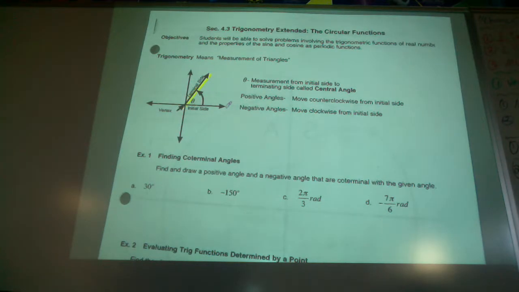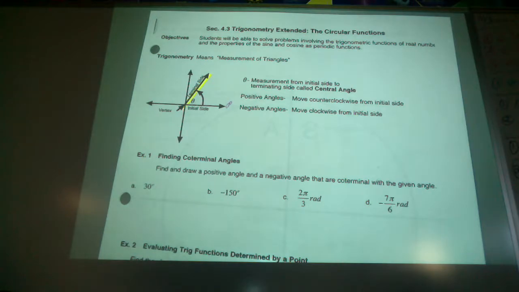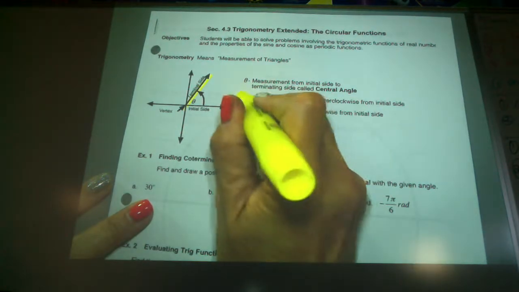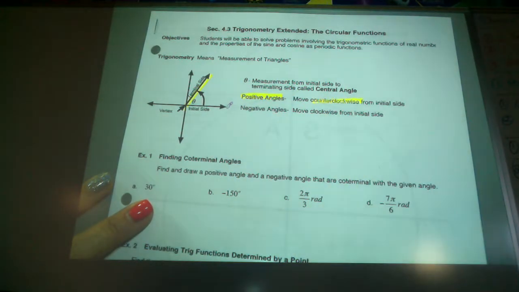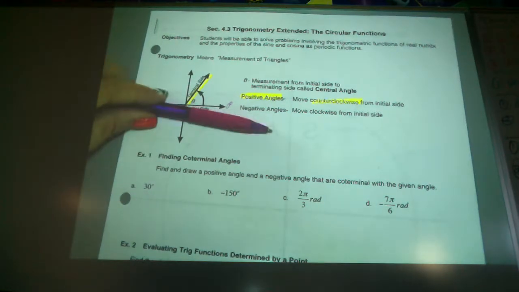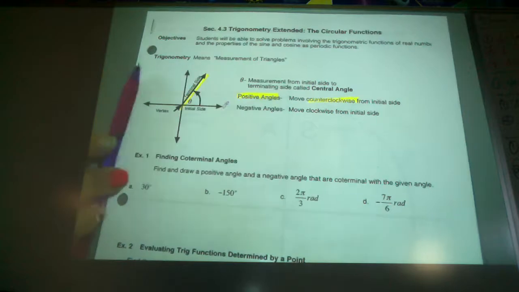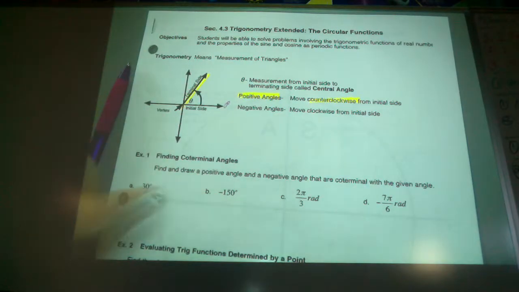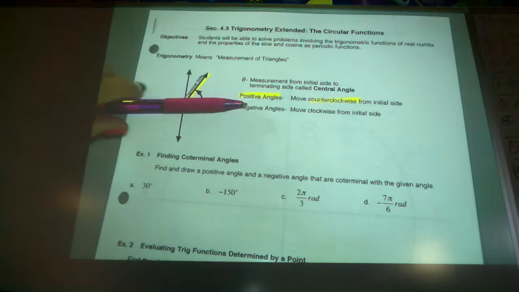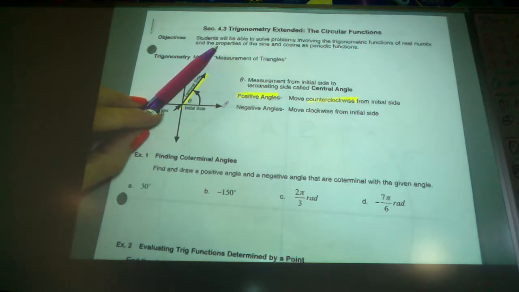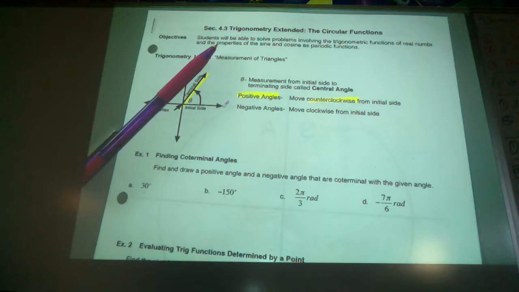We are going to find both positive angles and negative angles. So angles are no longer just positive. Positive angles are found moving counterclockwise. If I move in this direction, against the clock, that gives us a positive angle.